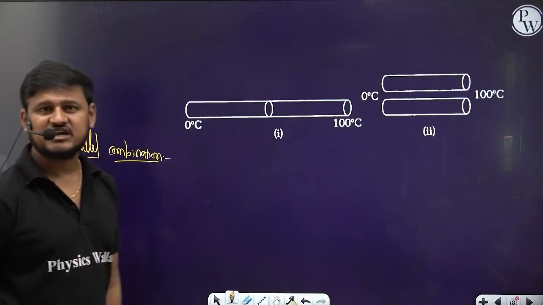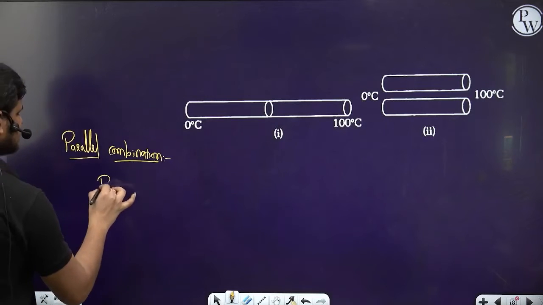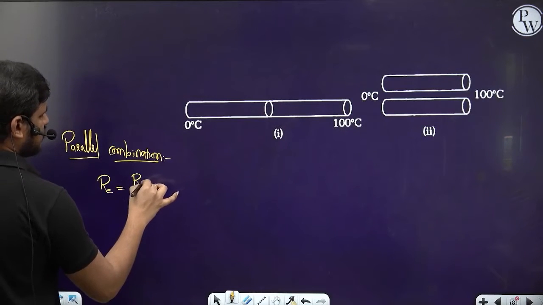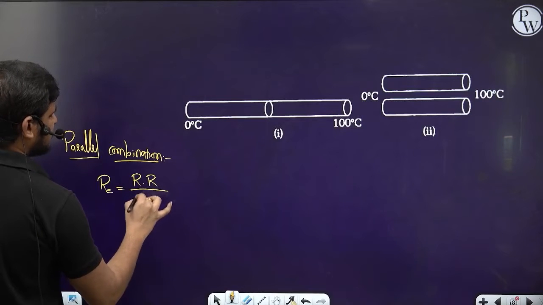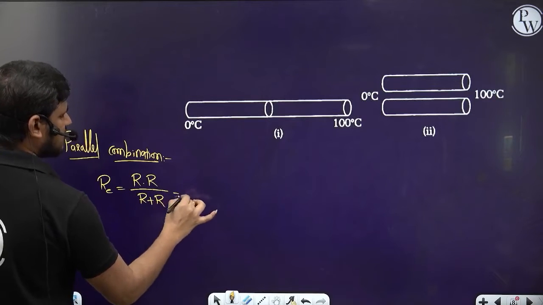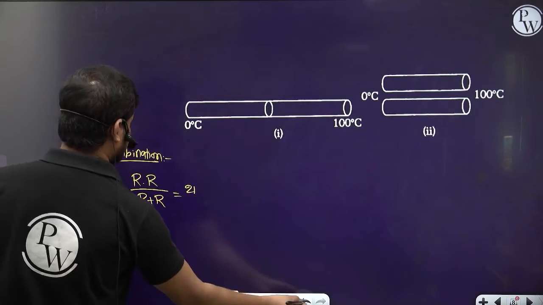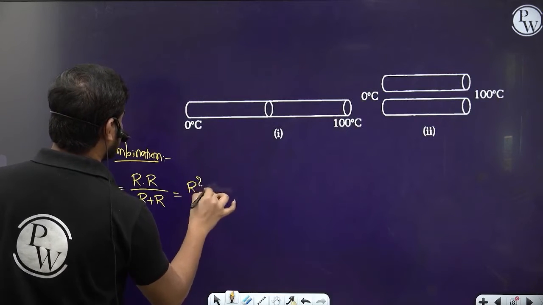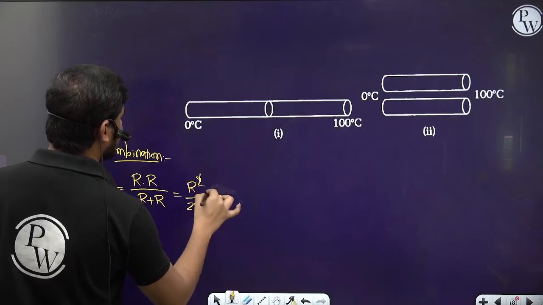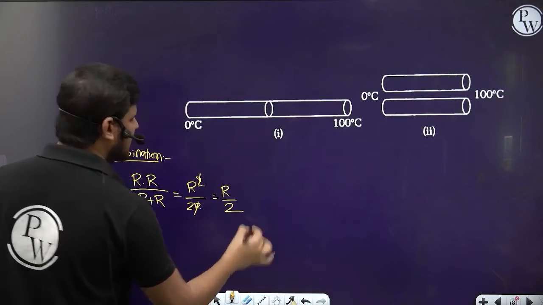So what is the R equivalent here? The R equivalent is equal to R1 into R2 by R1 plus R2. So R plus R, right? So it's R square by 2R, which is nothing but R gets cancelled. So this becomes R by 2.